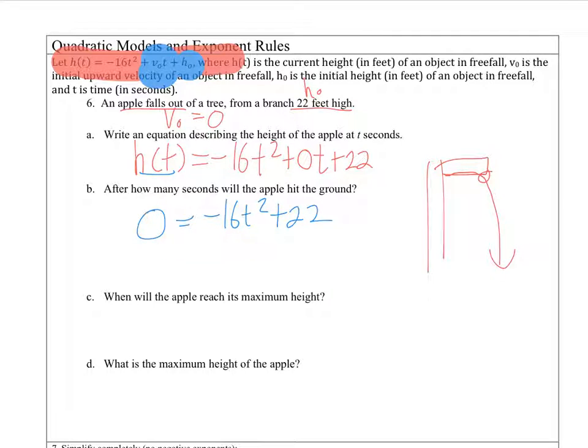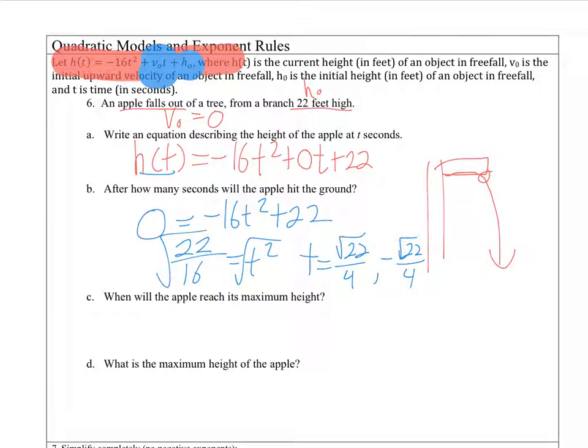To solve this, I'm going to subtract 22 and divide by 16. And I've got 22 over 16 is equal to t squared. I'm going to take the square root of both sides. And I get t is equal to the square root of 22 over 4, and negative the square root of 22 over 4. This answer doesn't make a lot of sense. That'd be going back in time if time is a negative number. So I'm going to eliminate that as a possibility. In other words, my apple is going to hit the ground after the square root of 22 over 4 seconds, or whatever the decimal equivalent is.